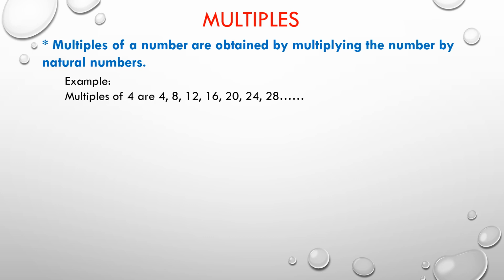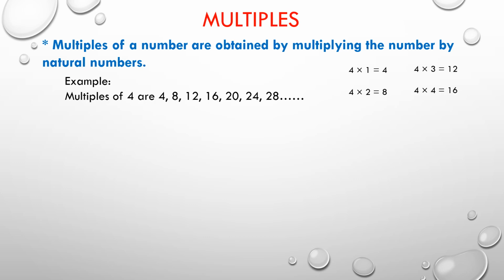When I multiply 4 with 1, 1 is a natural number. If I multiply 4 with 1, I get the answer 4. This is the first multiple of 4. Then 4 multiplied by 2 is equal to 8. Then 4 multiplied by 3 is equal to 12. Then 4 multiplied by 4 is equal to 16. Then 4 multiplied by 5 is equal to 20. 4 multiplied by 6 is equal to 24. And I can multiply 4 with any natural number to find the multiples of 4.